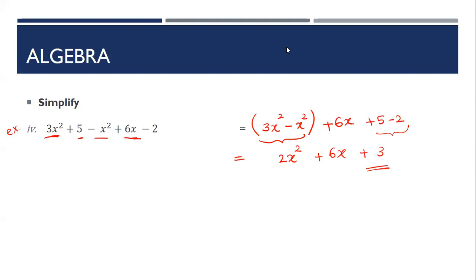So, checking with your answers. Yeah, you got the answer: 2x square plus 6x plus 3.